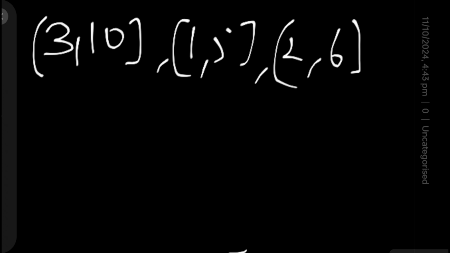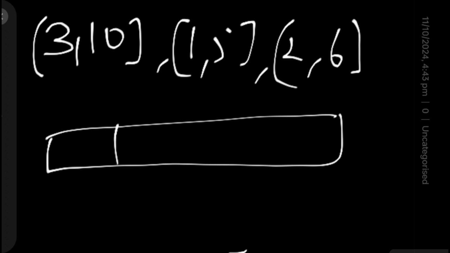After sorting the order, we have to traverse the main array times, processing the friends in arrival order. Okay, friend 1 arrives. Check if any seats are free among the available chairs. Initially all the seats are free, so he will directly be assigned seat 0, that is chair 0.